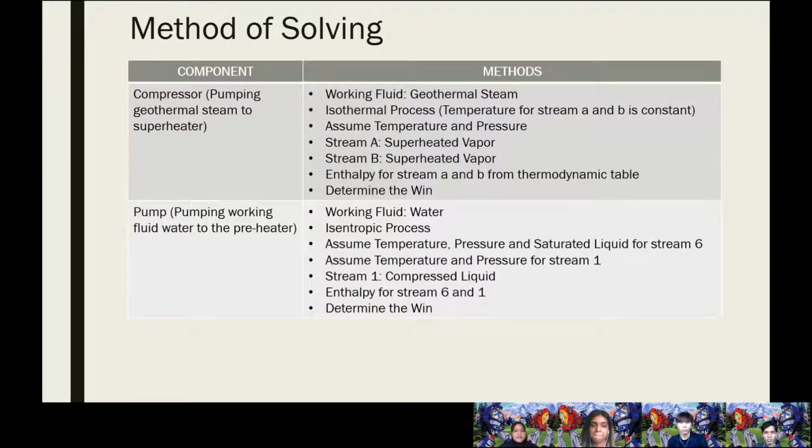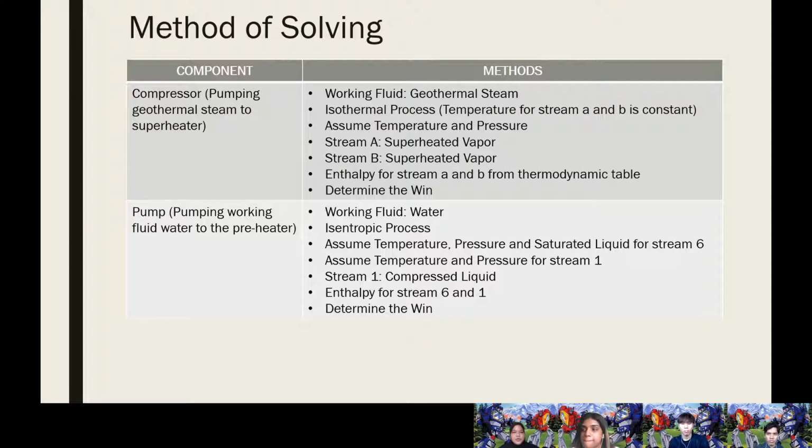Okay, so for the method of solving, the first component is the compressor, which pumps the geothermal steam to the superheater. The method we use is we assume that the working fluid is geothermal steam, and it is an isothermal process where the temperature for stream A and B is constant. Next, we assume the temperature and pressure. From the thermodynamic table, we know that stream A is superheated vapor and stream B is superheated vapor. So next, we find the enthalpy for stream A and B from the thermodynamic tables, and last, we determine the W in.